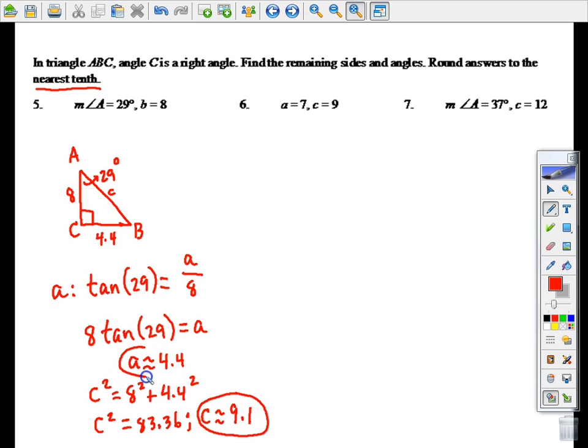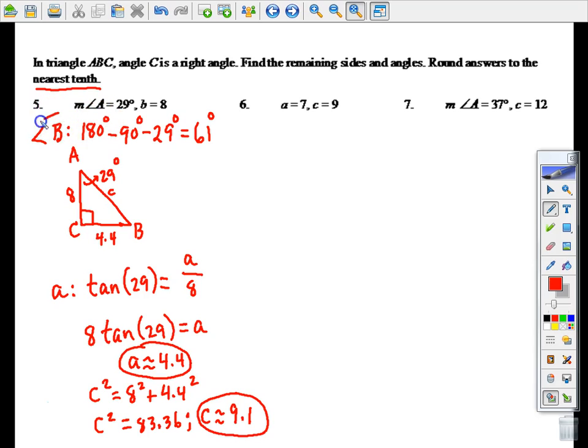Okay, so we found the 2 missing sides, and finding this angle B should be pretty easy because we know that the sum of the angles of a triangle adds up to 180 degrees. So let's start with 180, subtract the right angle, subtract the given angle, angle A. And once we do these in my calculator, we'll have our measurement for angle B. And that comes out to be 61 degrees.